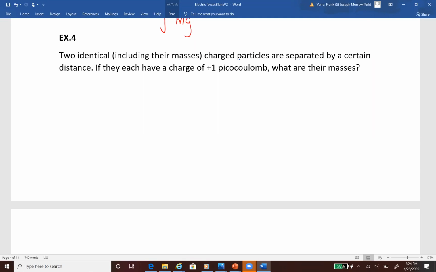Okay. So imagine we have two charged particles that are separated by a certain distance. Now, what does that mean? We have no idea what that means. A certain distance could be anything, right? And they each have a charge of 1 picocoulomb. So I'm using picocoulombs again. And the question is, what are their masses? I remember giving a similar question like this, and a lot of kids would just scratch their heads. Like, what do you do? We're missing so much information here, right?